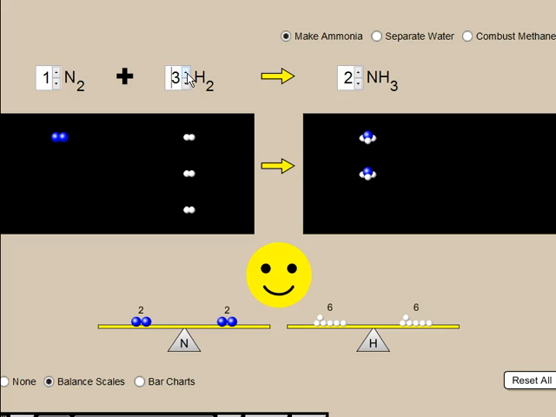Okay, excellent. So clearly, the total mass on the reactant side is the mass of 6 hydrogen atoms, 3 into 2, plus the mass of 2 nitrogen atoms, which is 1 into 2. Agreed? 6 hydrogen atoms and 2 nitrogen atoms. Similarly, the mass on the product side is 6 hydrogen atoms and 2 nitrogen atoms. So this is simply a reflection of the conservation of mass. Done? Understood?